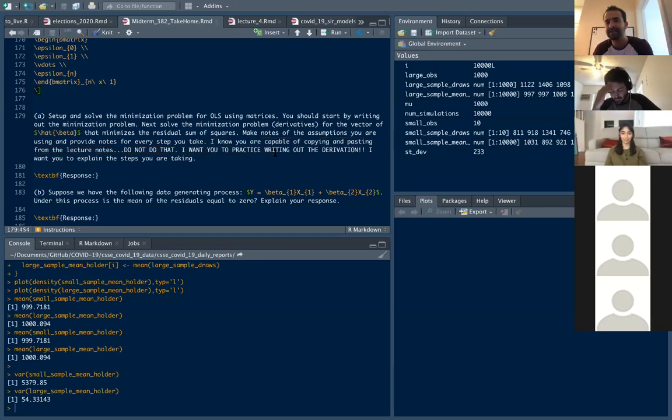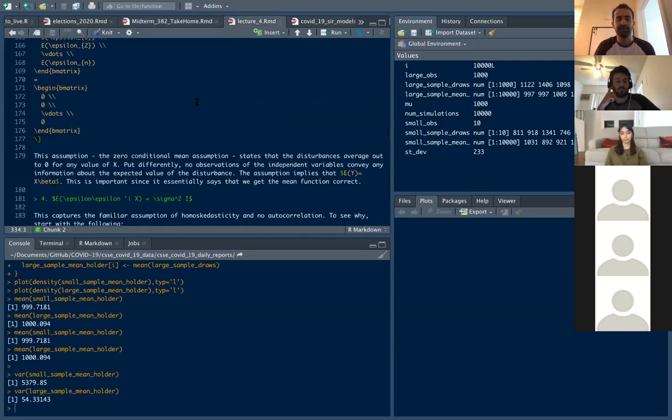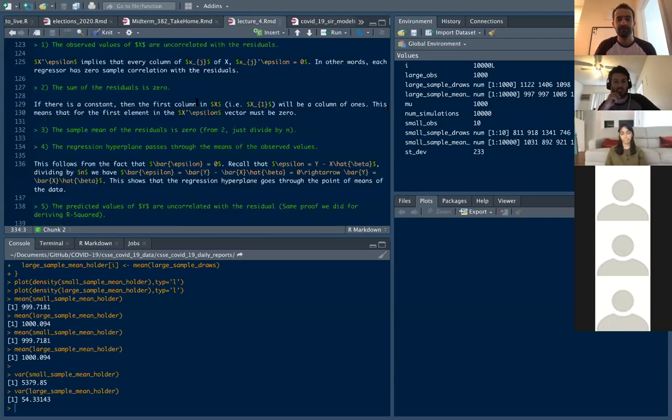A couple of you asked me if it was fine to write by paper or to type it out in LaTeX. I told you guys it was totally fine to do whichever way you prefer. I think most of you actually wrote it out in LaTeX, which is good practice for you. But the key thing is I wanted you guys to explain the steps you are taking, right? And the actual assumptions you're imposing by those steps. So here, if I open up lecture 4, literally the derivation is exactly here, right?